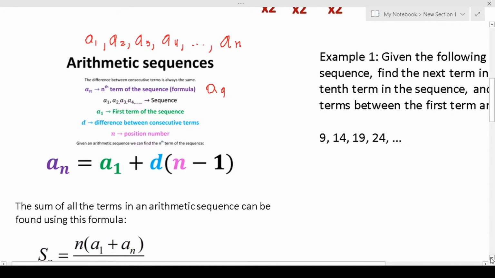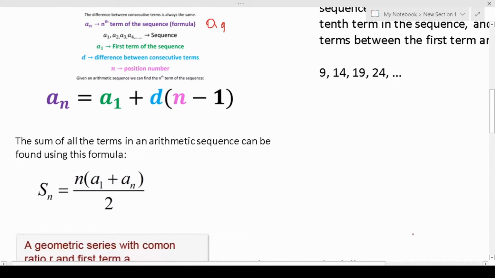All right, so let's say you wanted to find the sum of all the terms in an arithmetic sequence. You can do so using this formula, that is S_n equals n times (a_1 plus a_n) divided by 2. So for example, if I wanted you to find the sum of the first 10 terms in a sequence, that would be S_10 equals, again, n is 10, so that would be 10 times (a_1 plus a_10) all over 2, okay?